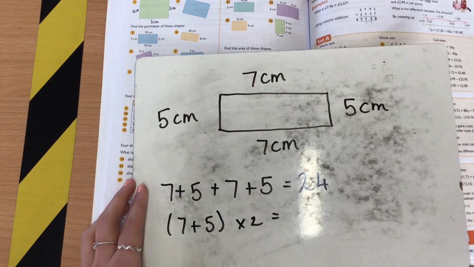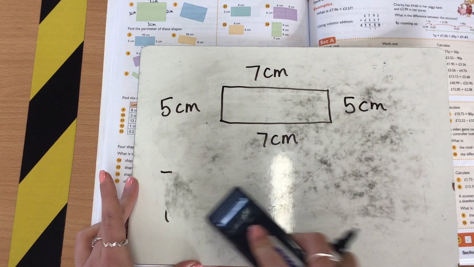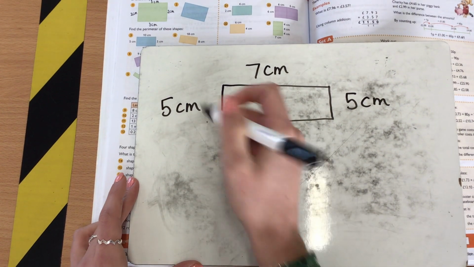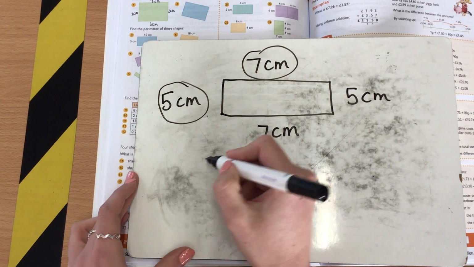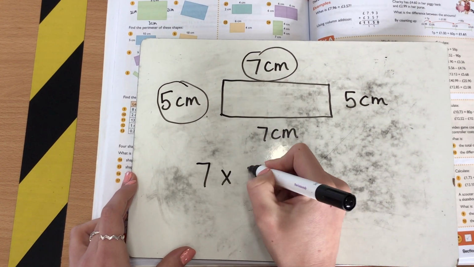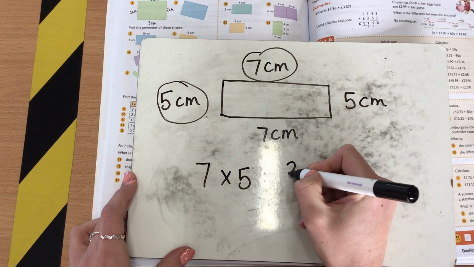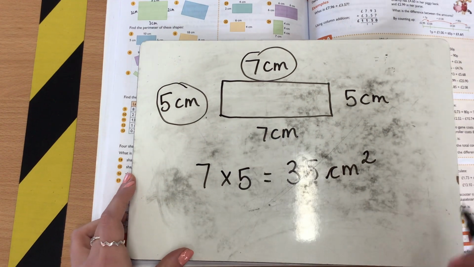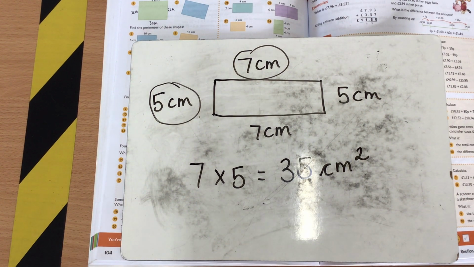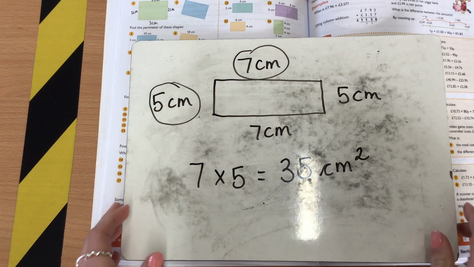Then remember with the area, you only actually need one of the lengths and one of the widths to help you. So you could take that width and that length, and then you multiply it. So you're going to do 7 multiplied by 5, which is 35. And then that is in centimetres squared. So remember that tip I'm giving you today with the difference between your area and your perimeter.